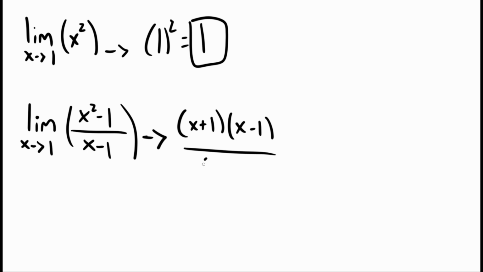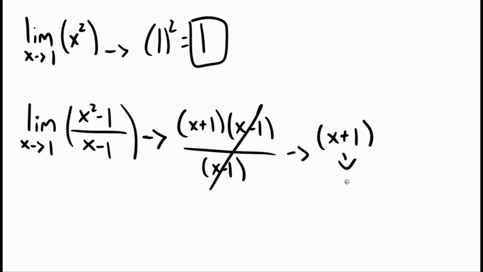So this just turns into x plus 1 times x minus 1 divided by x minus 1. And we can factor out x minus 1 and use x plus 1 to substitute 1 for x. So this is going to be equal to 2.